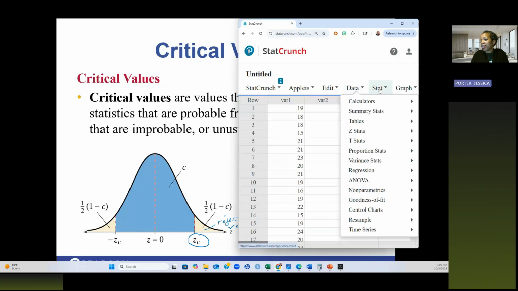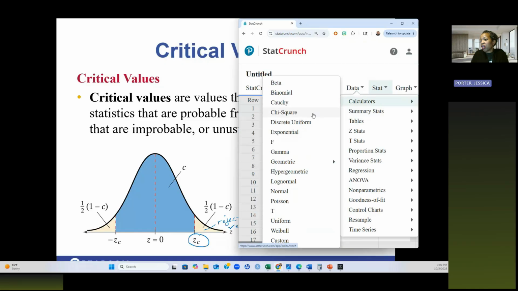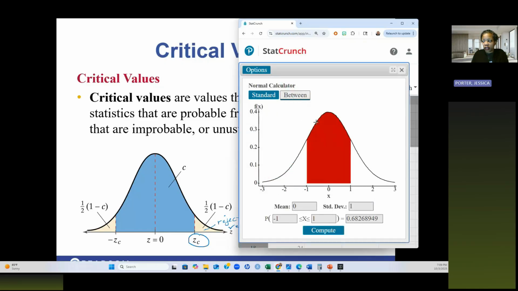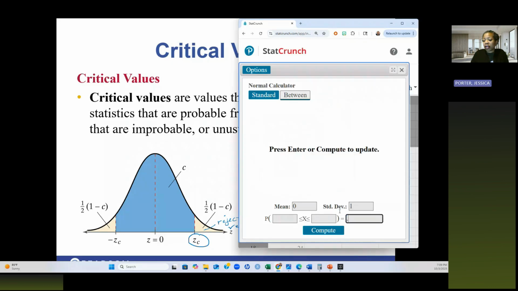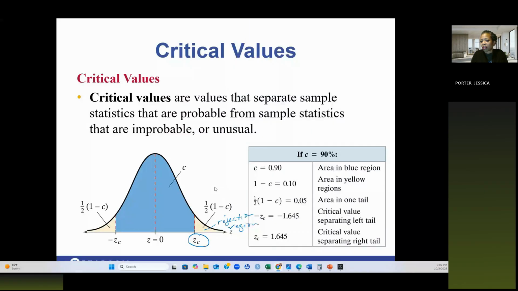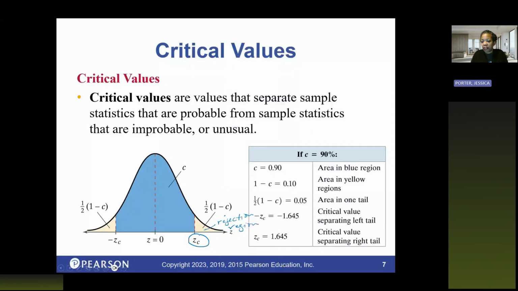You're going to go to stat, calculators, normal. Then you go to between. I'm going to put in my area of 0.9, and I get the same answer, negative 1.645. That's my Z critical on the left, and my Z critical on the right is 1.645 as well. Okay.